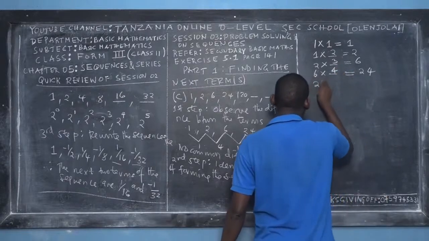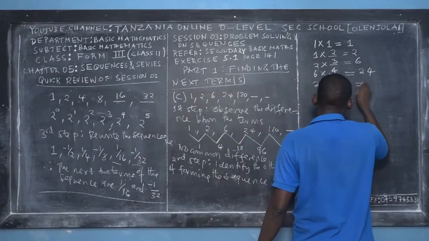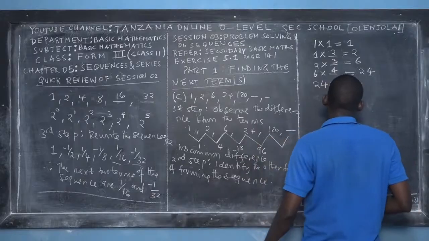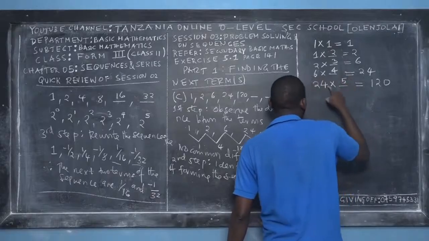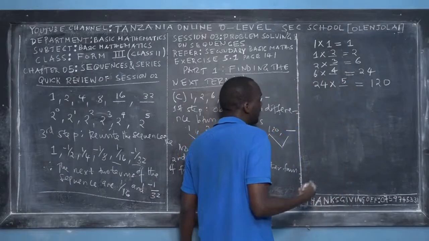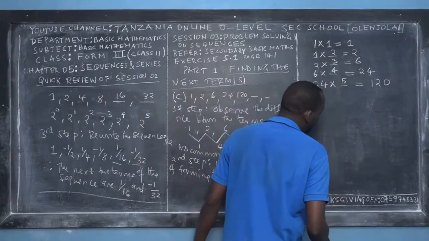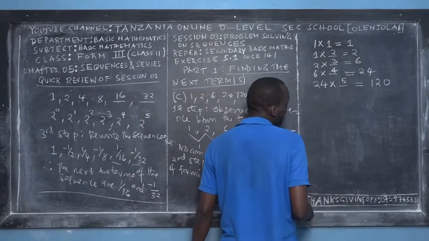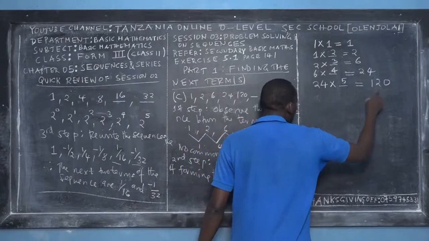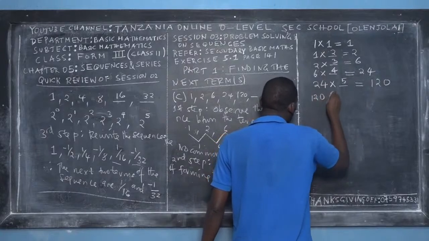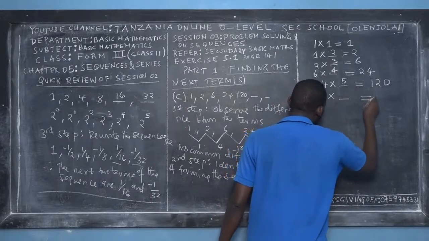Then again we take 24. We think, what number should we multiply with 24 in order to get 120? The answer is 5, because 5 times 4 we get 20, so we write 0, we keep 2. 5 times 2 is 10, then plus 2 is equal to 120. So with this arrangement, we now take the fifth term, which is 120. We think, what should we multiply with in order to get the sixth term?